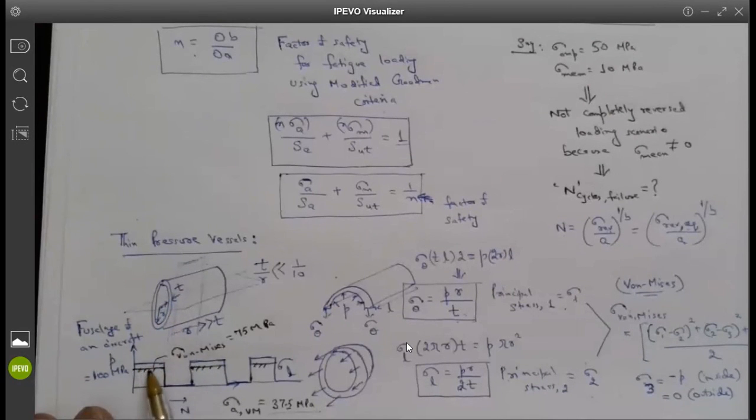Pressure is high, the stresses are high. Pressure is 0, the stresses are 0. Again, the pressure is higher, the stresses are high. So the variation of the von Mises stress will follow the same variation as your pressure, because these von Mises stresses are nothing but coming because of this pressure itself.